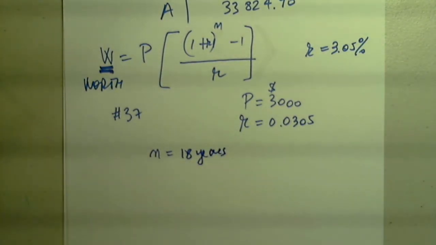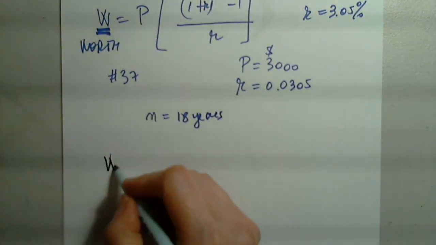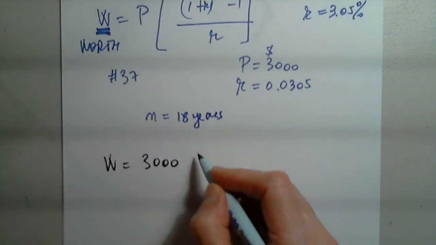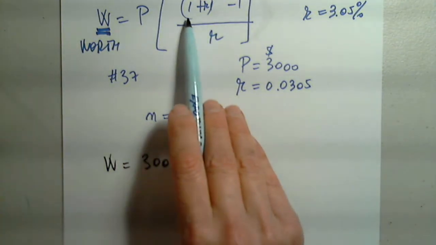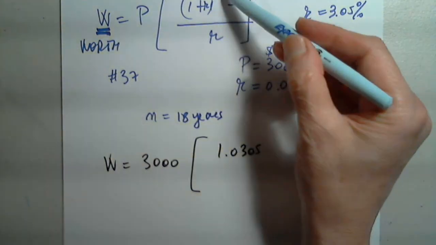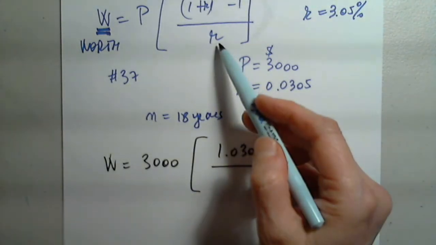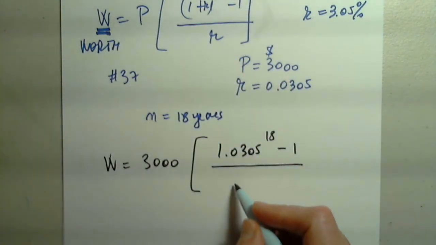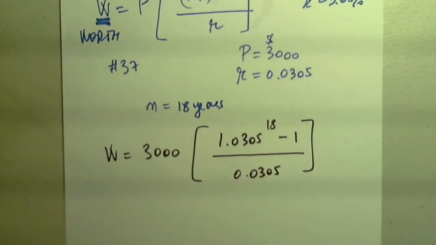So again, we have to be very careful how we plug this in the graphing calculator. So we are going to write 3,000, 1 plus r, it's right here. I really don't need to put 1 plus r in parentheses. I just write 1.0305 raised to power 18 minus 1, and then divided by the interest rate, which is 0.0305, and close. So this is how we are going to calculate. Not a big deal, but be careful with parentheses and how you put them in.